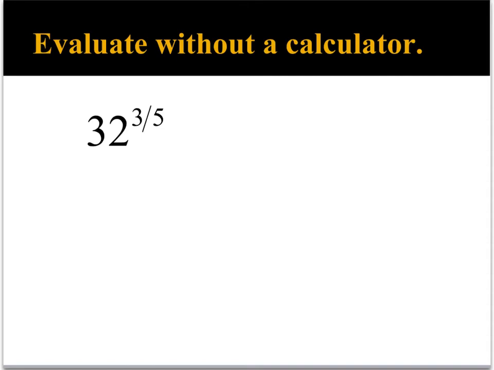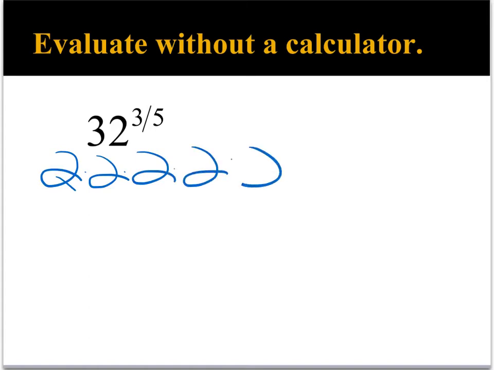So on this one, 32 is 2 times 2 times 2 times 2 times 2, right? There's 5 2's all together. So the fifth root of 32 is 2. Then we have to take that to the third power, so 2 to the third power is 8.